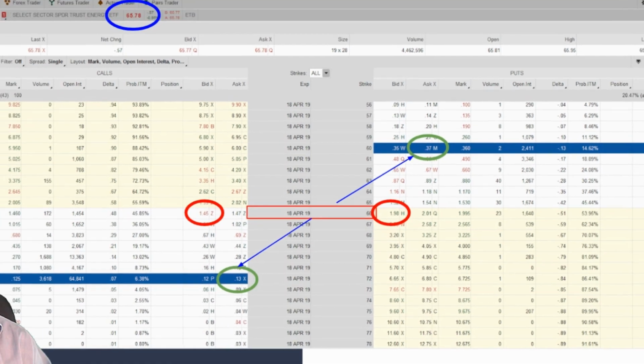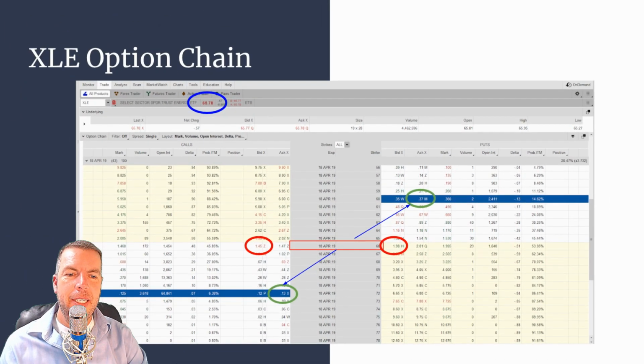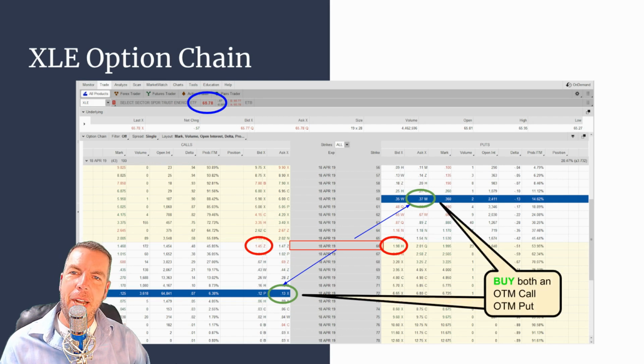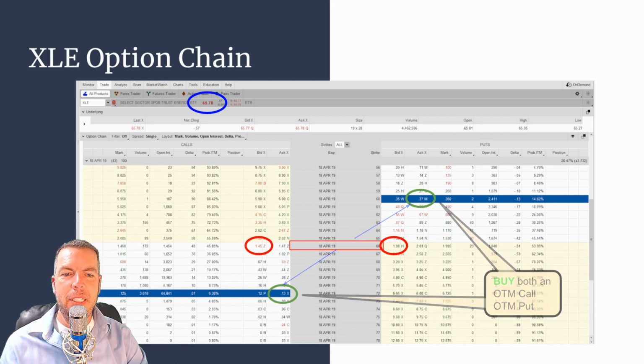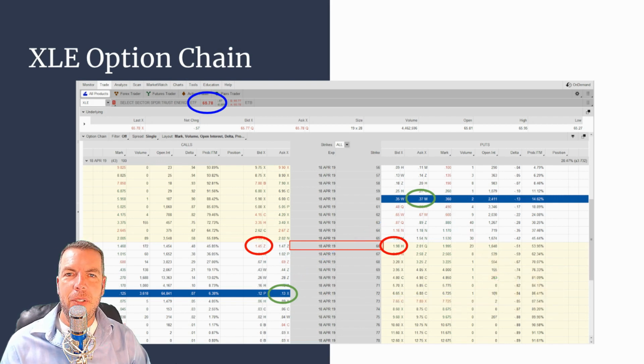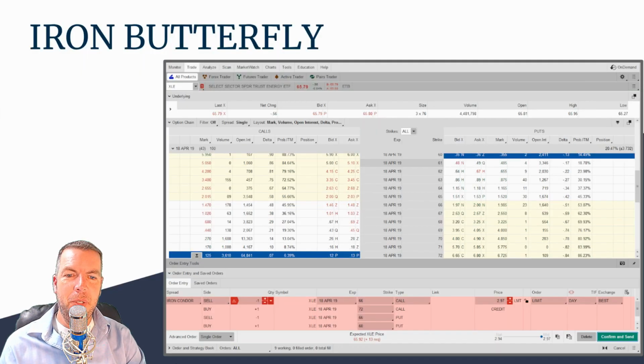So we're looking at $6 wide on each side. And that's going to form our other half of our iron butterfly. So we're going to buy both an out of the money call and an out of the money put. Now, all these together, the calls and the puts, basically a call credit spread and a put credit spread, and we're selling them at the money, is going to make up our iron butterfly trade.